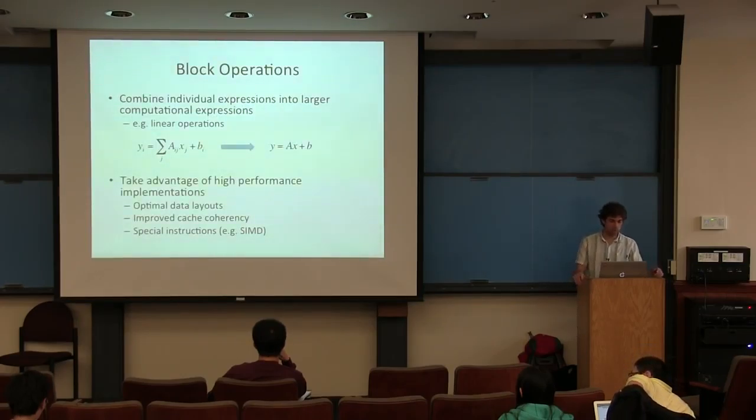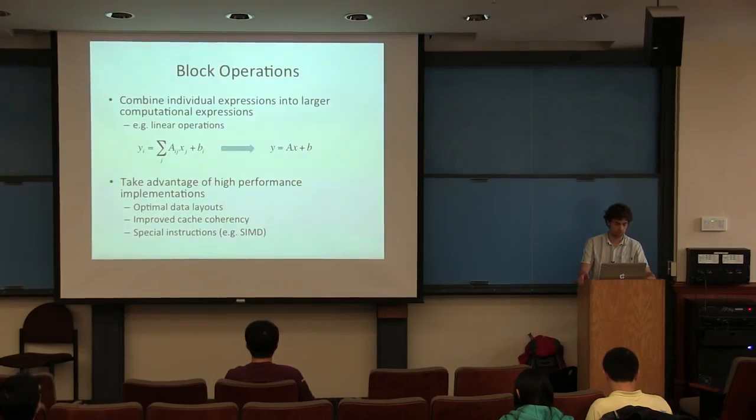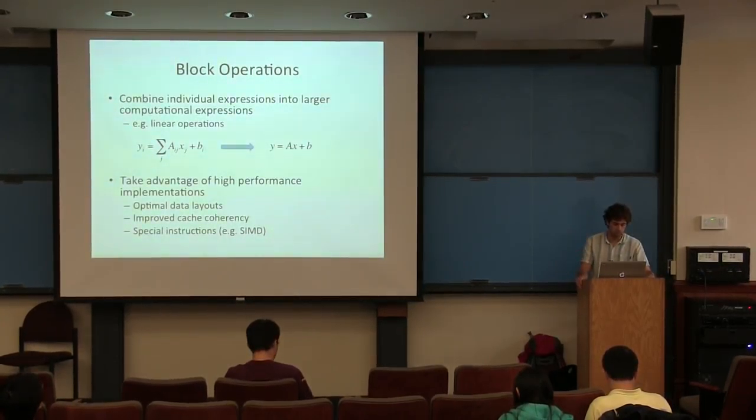So one of the fundamental things that we want to do, as I was saying, is combine individual expressions into larger computational expressions. A fundamental building block of all the neural networks that we're working with is just linear operations. So here we're computing the value of a single neuron, y, from a bunch of input values, x, using a bunch of coefficients multiplying the values of x, so it's a linear expression plus a constant coefficient b.